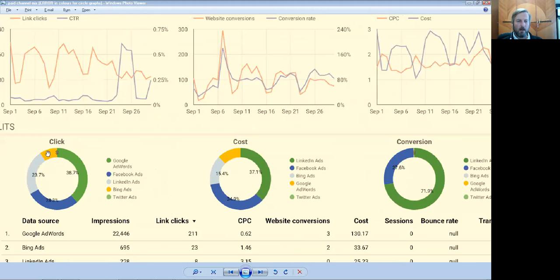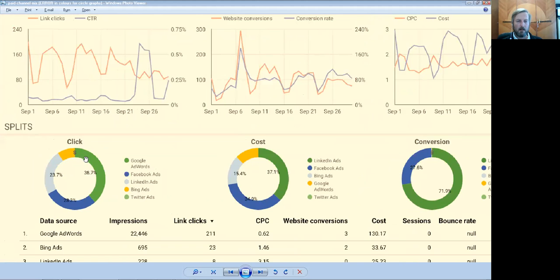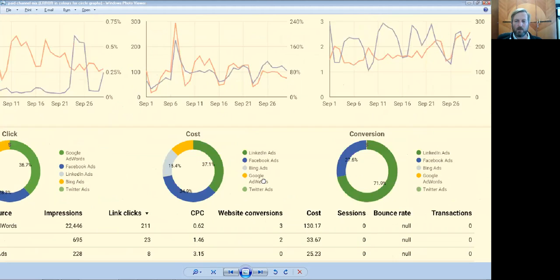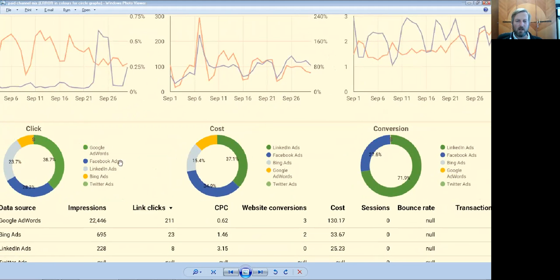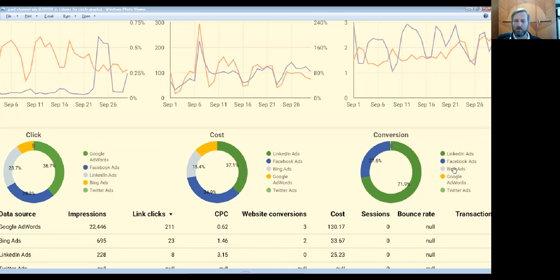In this one, click, you will see Bing is yellow. There, Google AdWords is yellow, and there, Google AdWords is yellow. Google AdWords is here green. There it's yellow, there it's yellow. Twitter ads is the same. LinkedIn ads is here blue, there Bing ads is blue, there Bing ads is blue.